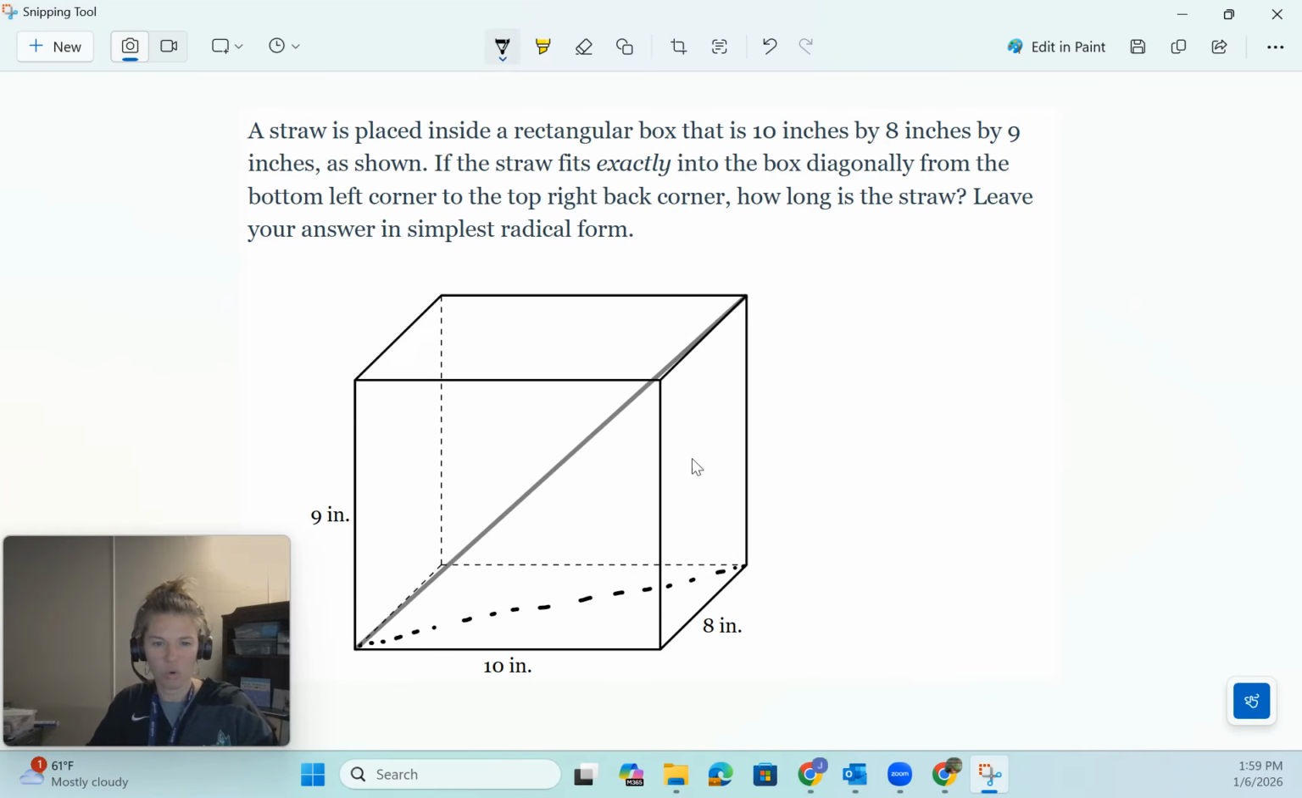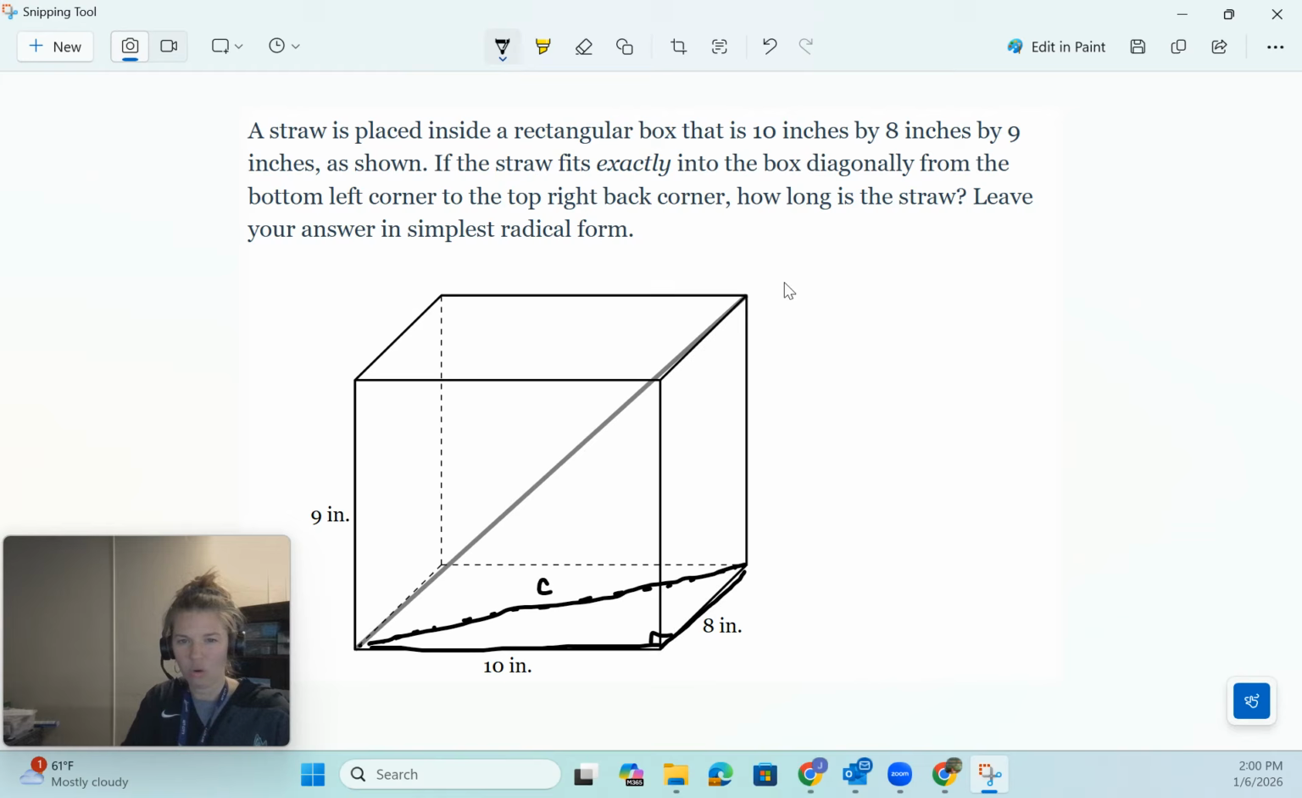Now in order to determine the length of that diagonal, we need to first find the length of this diagonal here at the bottom. That diagonal that I've drawn in the dotted line is the hypotenuse, or c, of this triangle that is labeled with the 8 and the 10. Hopefully you can picture that. And there's a right angle here on the floor of this box.